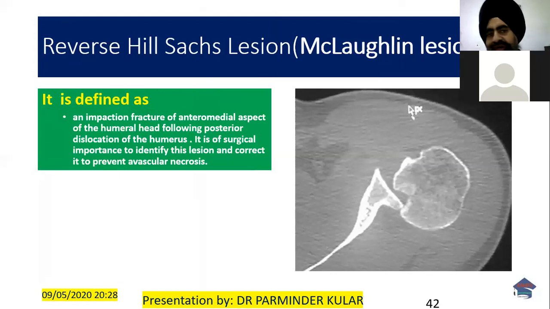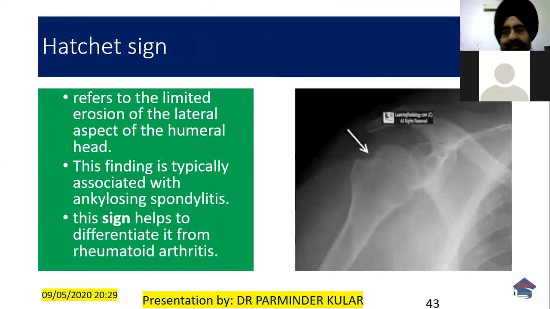This is the reverse Hill-Sachs lesion, McLaughlin's lesion. So again, important from MCQ point of view, McLaughlin lesion. It is again the reverse of the Hill-Sachs lesion. It is important to identify this lesion and correct it to prevent avascular necrosis, because blood supply will be compromised. And one more lesion of the shoulder, the Hatchet lesion.